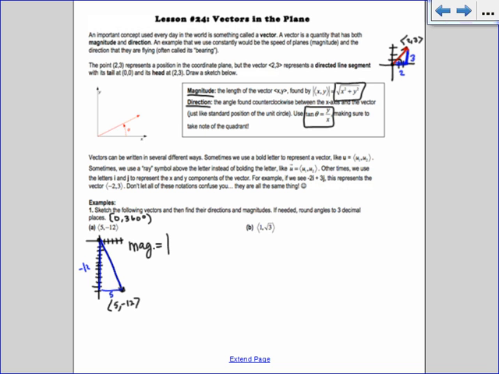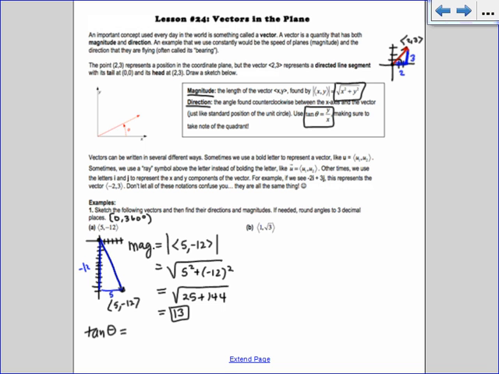Okay, and we notate it by 2 lines, kind of like the absolute value. And some books actually call it the absolute value too. So we get the square root of 5 squared plus negative 12 squared. So we have 25 plus 144, which is the square root of 169, which is 13. So that's the magnitude. And then the direction is our theta.